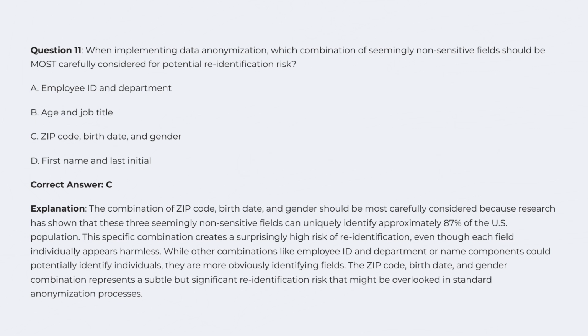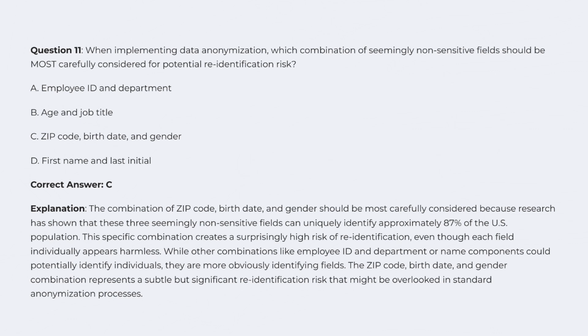While other combinations like employee ID and department or name components could potentially identify individuals, they are more obviously identifying fields. The zip code, birth date, and gender combination represents a subtle but significant re-identification risk that might be overlooked in standard anonymization processes.